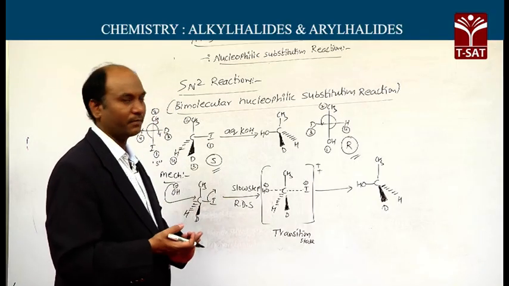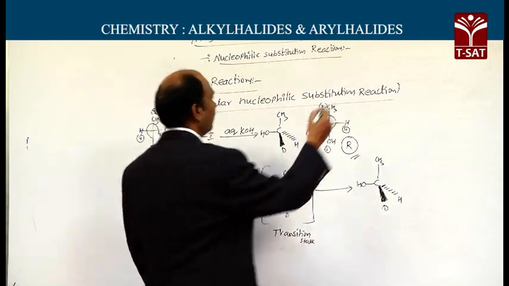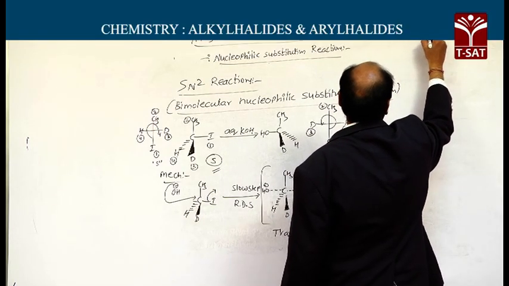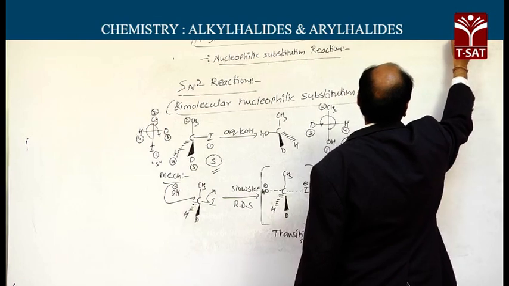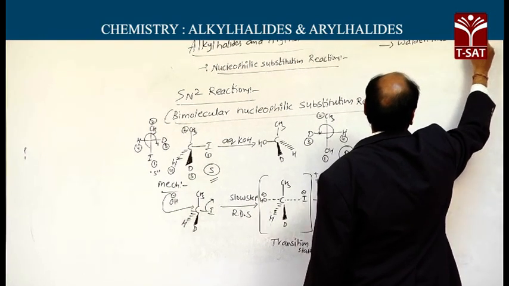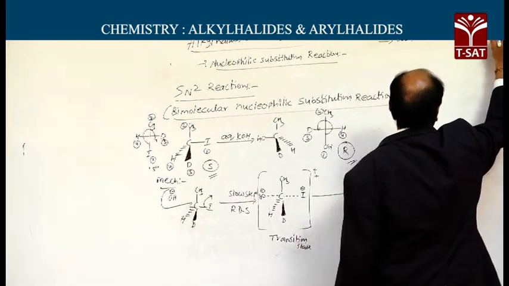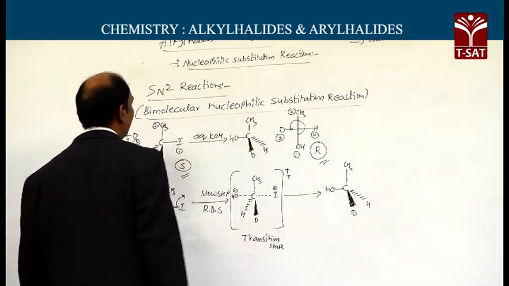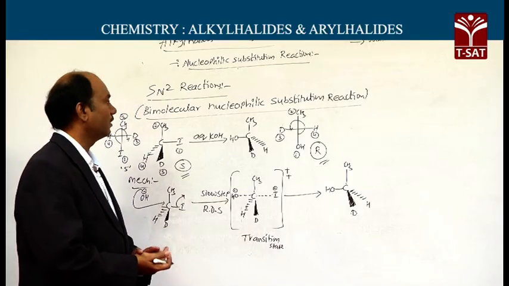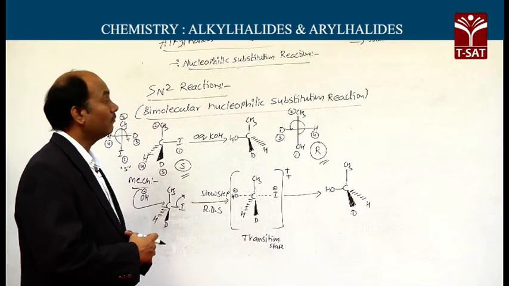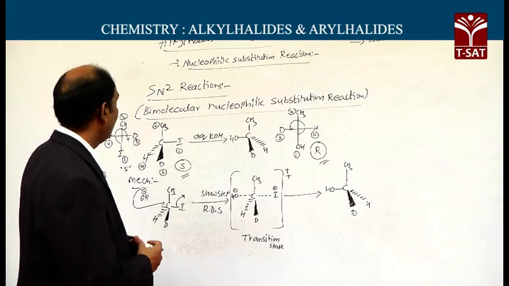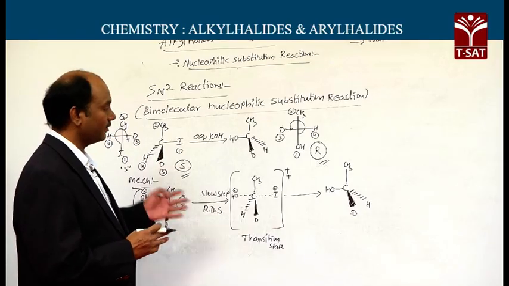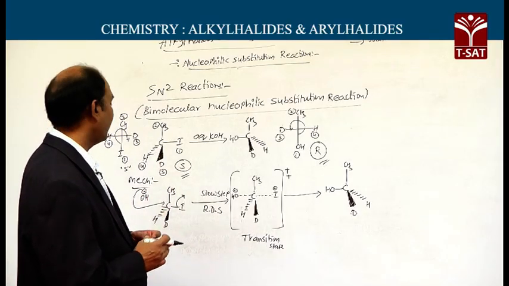Totally inversion takes place. This is called Walden inversion. In an SN2 reaction, the nucleophile is attacking from the back side. Therefore, in an SN2 reaction, Walden inversion takes place. Here S is converted into R. Suppose the reactant is having R, then R is converted into S. This is a Walden inversion.